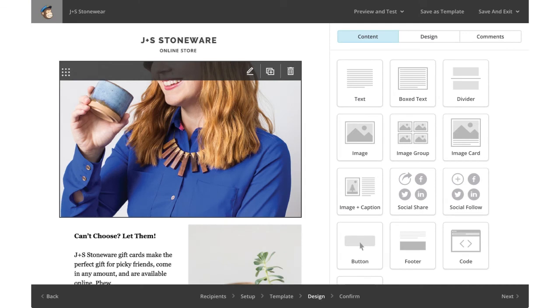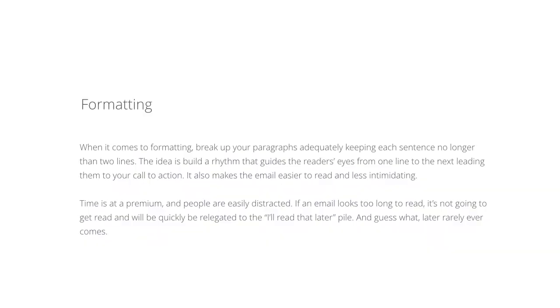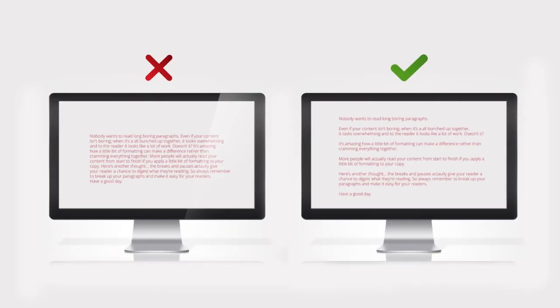If you're going to use images in your emails, keep them really simple, and remember, less is more. When it comes to formatting, break up your paragraphs adequately, keeping each sentence no longer than 2 to 3 lines. The idea is to build a rhythm that guides the reader's eyes from one line to the next, leading them to your call to action. It also makes the email easier to read and less intimidating.